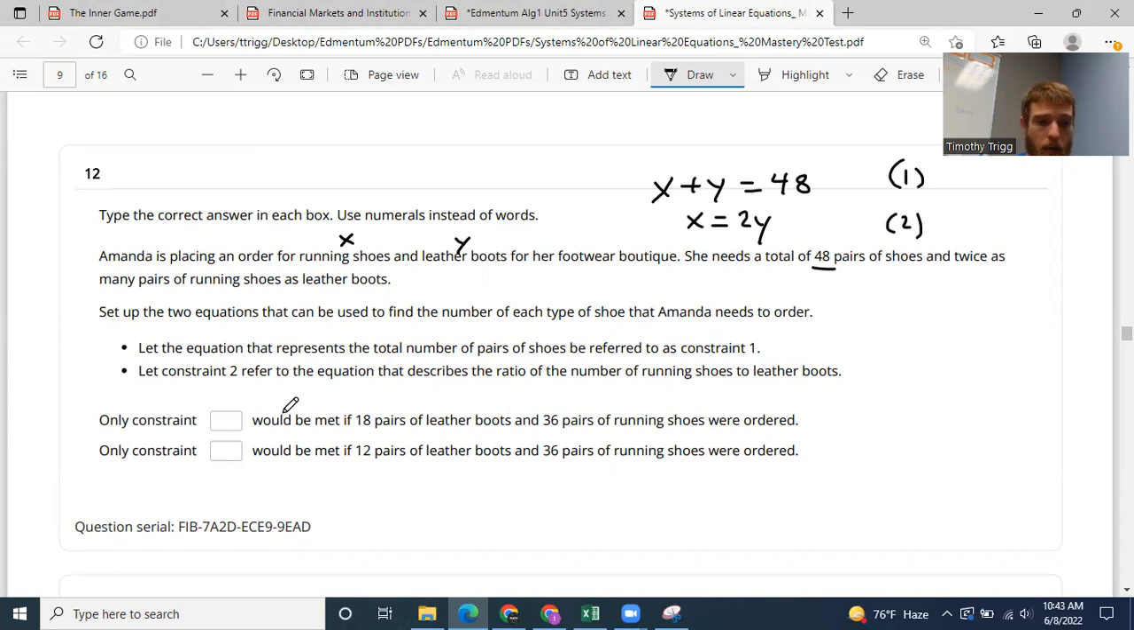Only constraint blank would be met if 18 pairs of leather boots and 36 pairs of running shoes were ordered. So if I looked at these two numbers, which of these constraints is being followed here? Well, do they add up to 48? If they do, then they are meeting constraint 1. If the running shoes are twice as much as the leather boots, then that's constraint 2. Okay, and use the same logic to figure out whether this is constraint 1 or constraint 2 here.